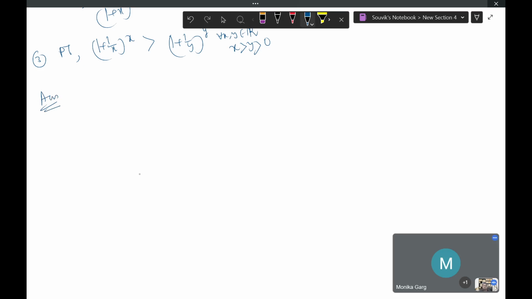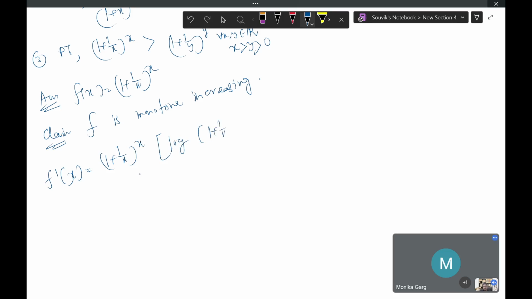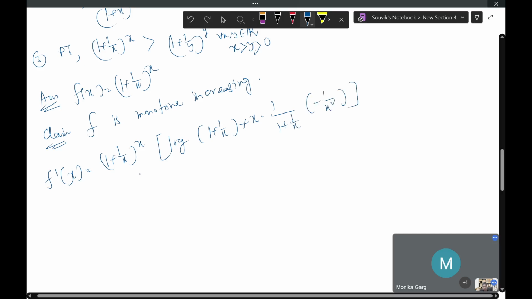So as usual, here we also start by defining f of x is equal to 1 plus 1 by x to the power x. Our claim is to show f is monotone. It's a slightly tricky problem actually. So let's see. So first, f dash x is equal to 1 plus 1 by x to the power x, into log of 1 plus 1 by x, plus x times 1 by 1 plus 1 by x, into 1 by x squared.